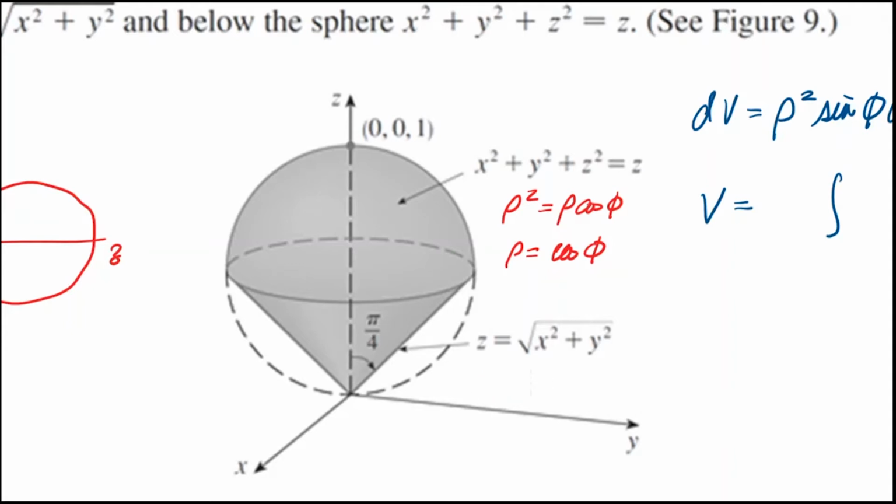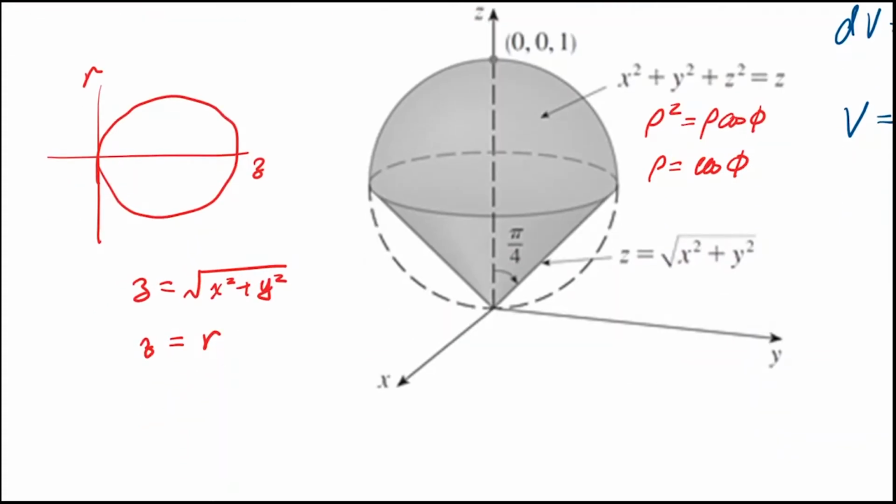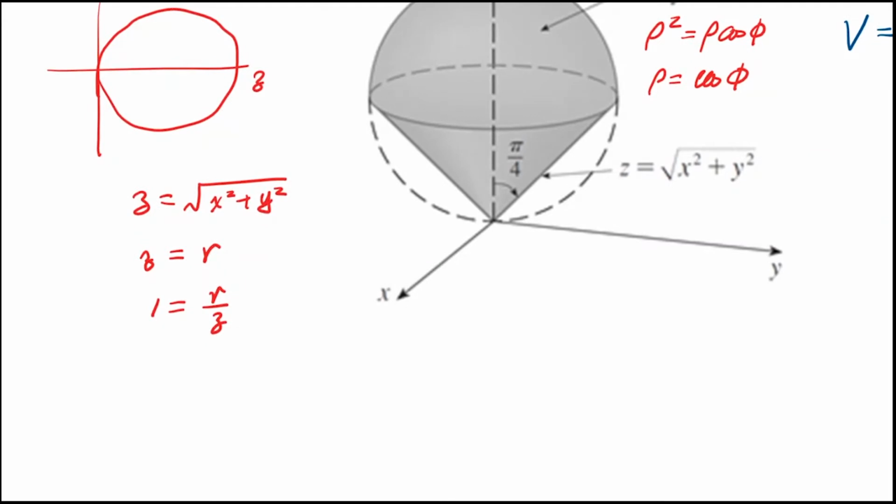Okay, who am I kidding? I'm going to do it here. z is equal to the square root of x squared plus y squared. Messy handwriting. Then do you at least see this is r squared? So z is equal to r. So far so good? That means 1 is equal to r over z. And then we take inverse tangent on both sides.